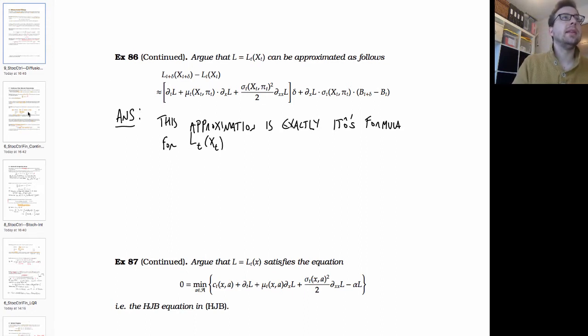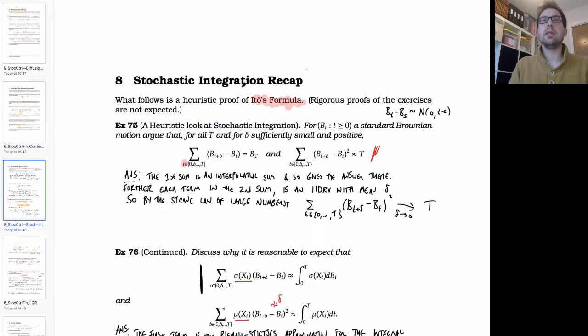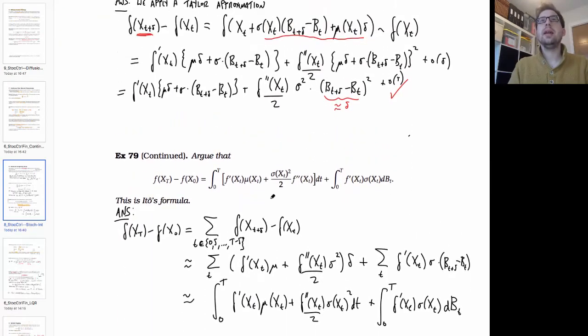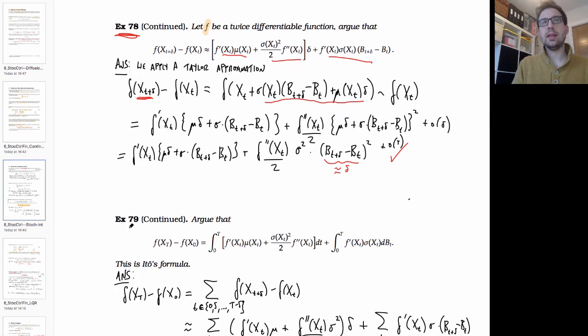If we go back to the stochastic integration recap notes here, notice this is exactly this approximation. If we want to do it by looking at a Taylor expansion, it is exactly exercise 78. Or if we want to directly quote Ito's formula, this is actually the one-dimensional version, but it doesn't matter. We can either quote exercise 79 or 78. We're applying exactly the same idea and approximation here.